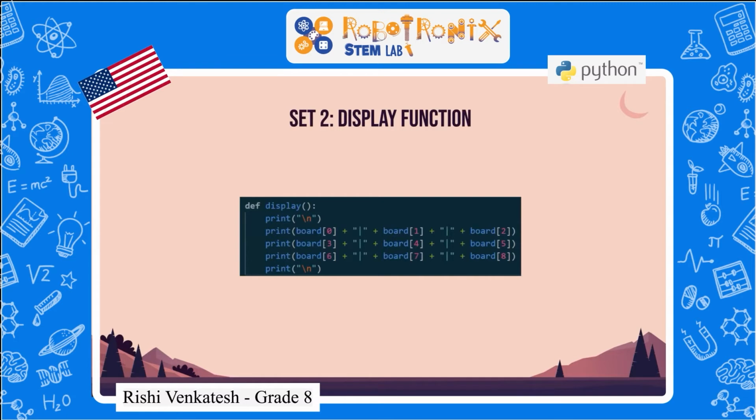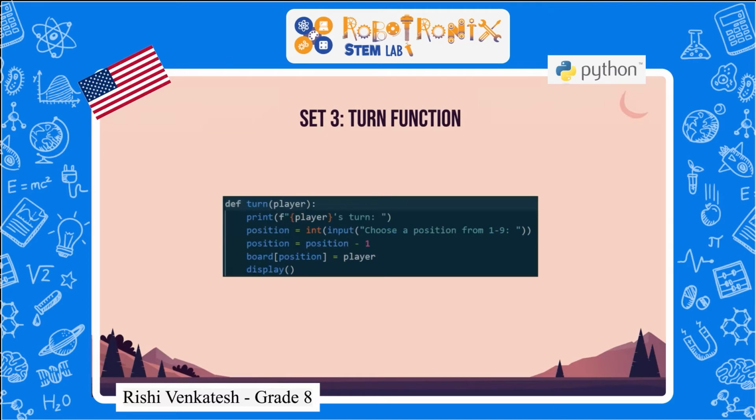And this is the display function. So here we just display the board. We have a list called board, and then we just plug in the values in the list to make a 3x3 list. And then in the turn function, we just display which player's turn it is, and then we take the value from 1 through 9, and then we subtract 1 from it, and then we just plug in that value in the 3x3 board, and then we run the display function so that the change is updated.